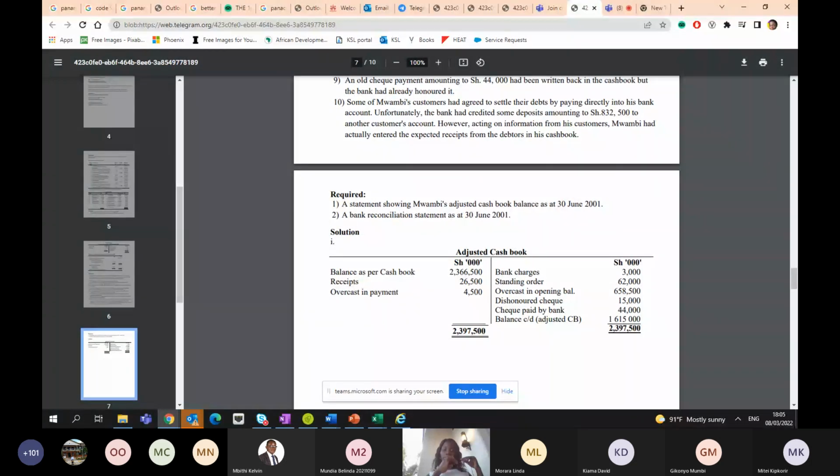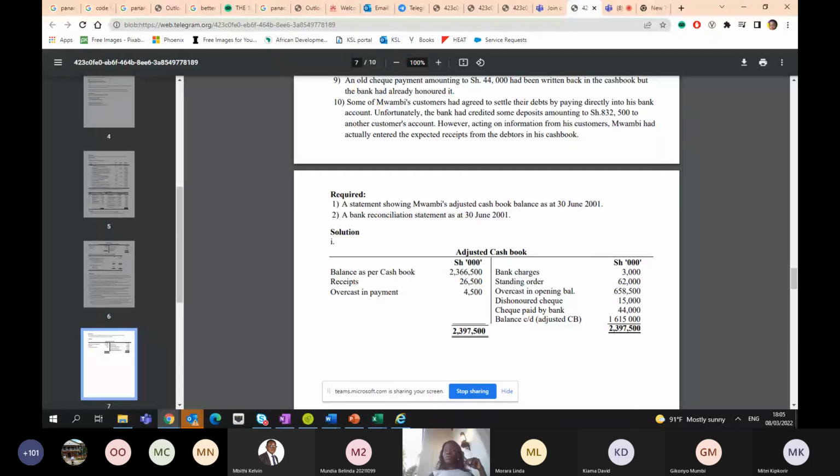Then number 9, an old check amounting to 44K had been written back in the cash book, but the bank had already honored it. So basically, we had this check that we didn't think was going to materialize, and it materialized, but we removed it, but the bank is now saying it's okay. So now, what does it do?